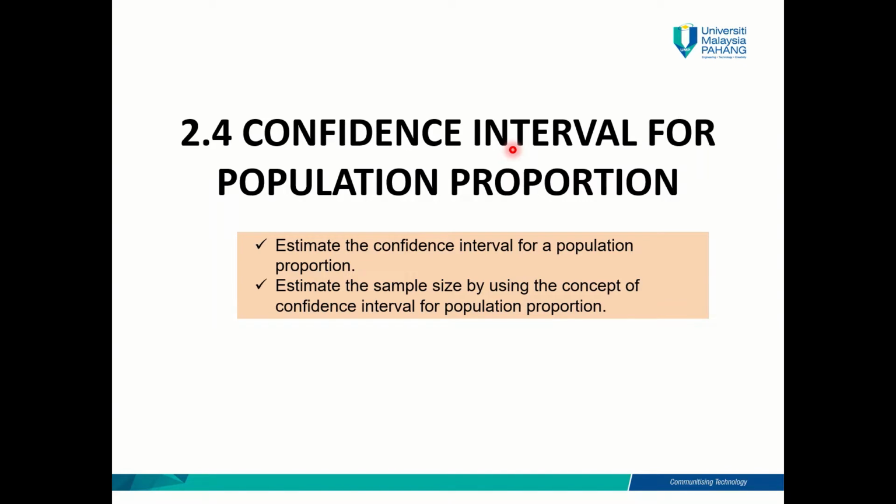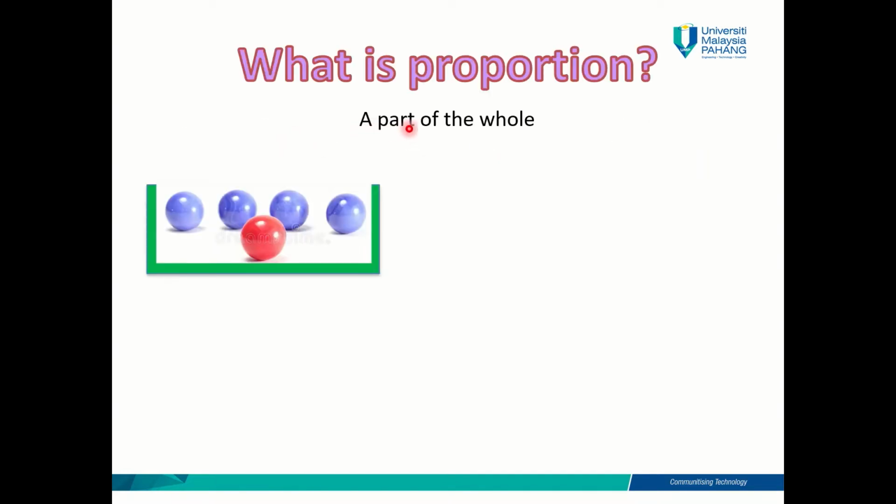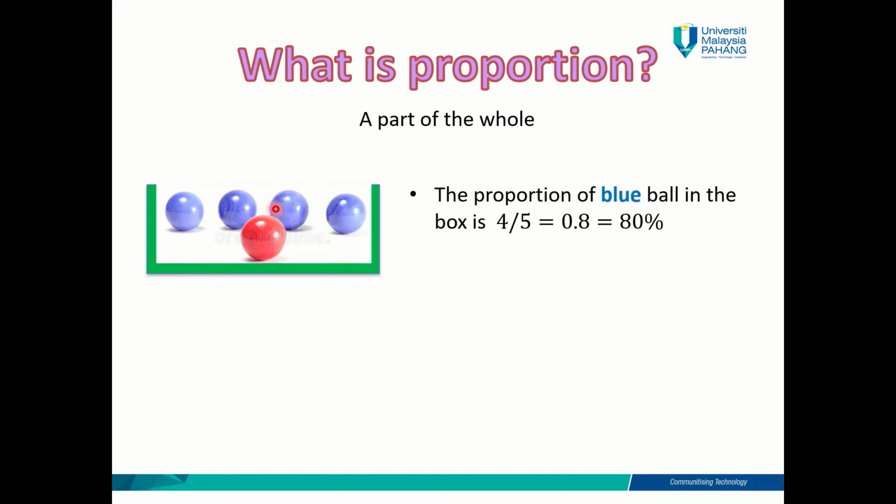Okay, so let's look at the literal meaning of proportion. Literally, it means a part of the whole. For example, here you see there is a box, and in this box, there are 5 balls. There are 4 blue balls and 1 red ball. So in this scenario, I can say that the proportion of blue balls in the box is 4/5, which is also equivalent to 0.8, because if you take 4 divided by 5, you will get 0.8, and this is also equivalent to 80%, which means that 80% of this box contains blue balls.